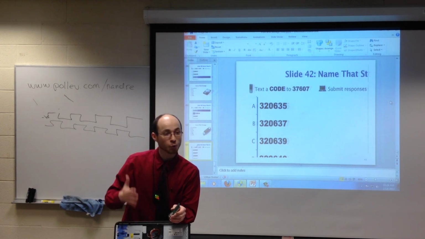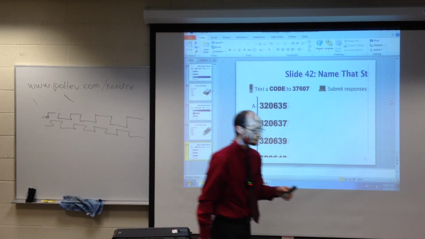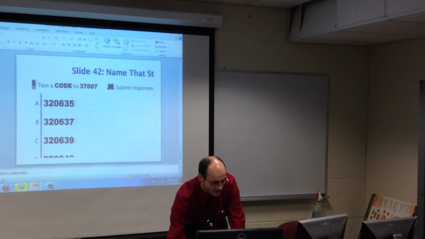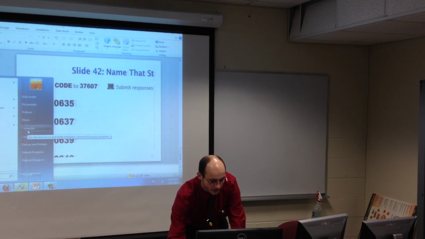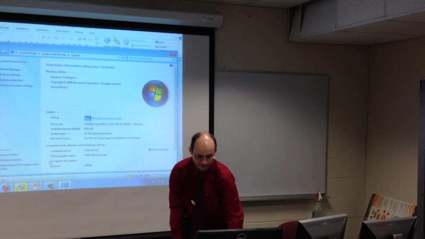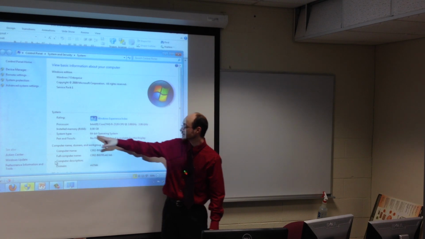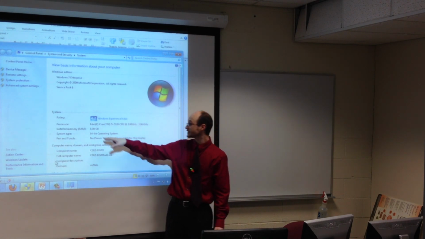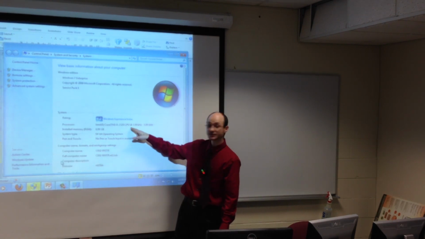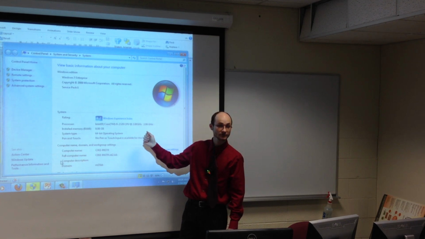Now, how do you find out how much memory you have without ripping your computer apart? Real simple. If you're using Windows 7, you come down here to the Start button, right-click on Computer, and click on Properties. You can see a list of specifications. I have a 64-bit operating system, right? Hence, it's okay for me to have 8 gigs of RAM. You can also see what type of processor I have and what kind of gigahertz it's running at.